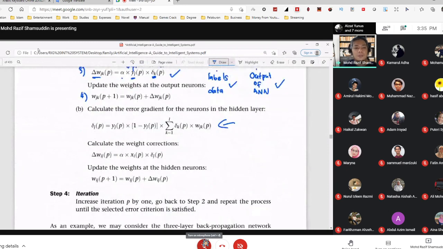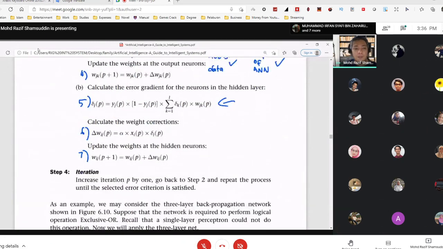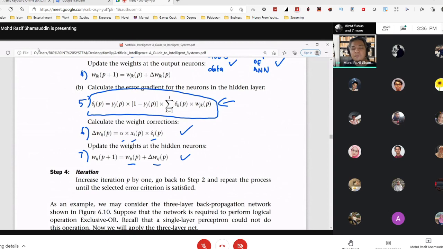So this will be step number 5, step number 6, and step number 7. After finishing the error gradient, this will be easy, because it's alpha times input times error gradient, and then this is just the current weight plus the weight change, to get the final weight. So this should be easy for you. But the climax of the algorithm is here. This is where it gets a bit complicated, because you need to do this part first, then you can do the rest of the equation.